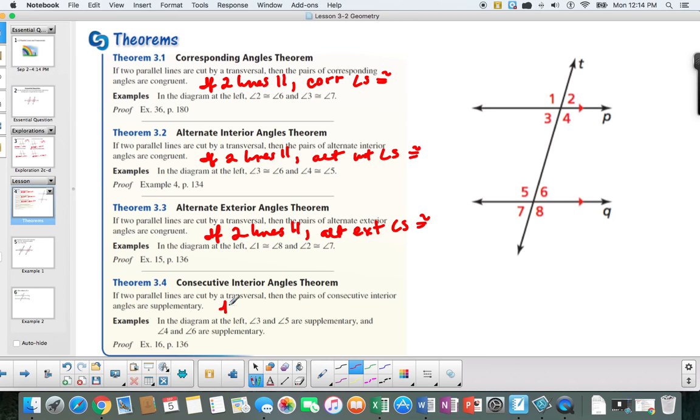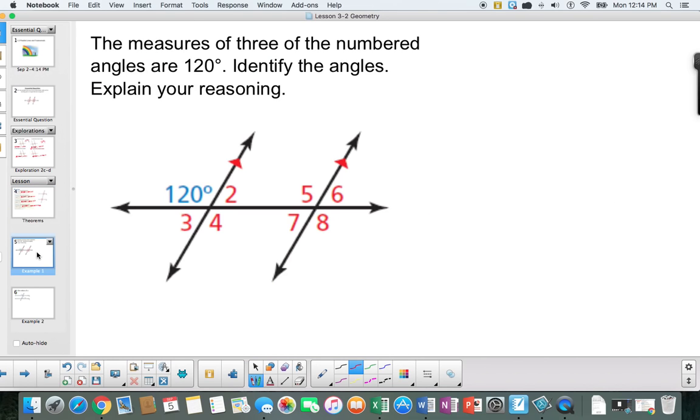The last one: if two lines are parallel, then consecutive interior angles are supplementary. So we found that 4 and 6 ended up adding up to 180, and 3 and 5. All right, these are theorems, and theorems can be proved, but let's start off with just working with it right now. The measures of 3 of these numbered angles are 120. Identify the angles and explain your reasoning.